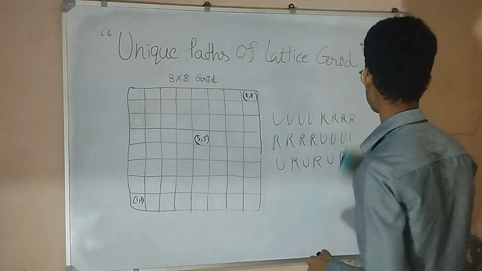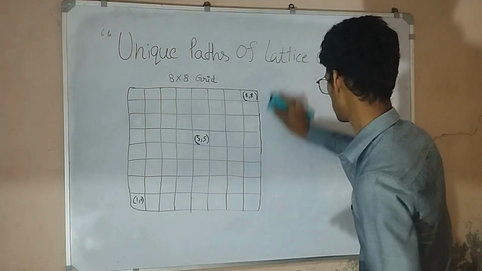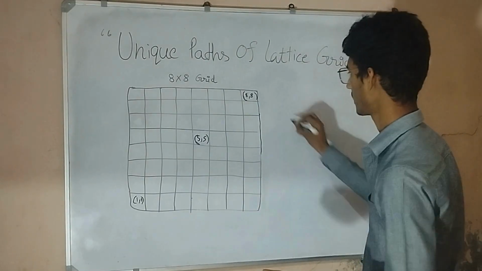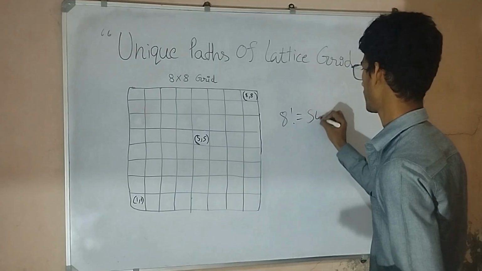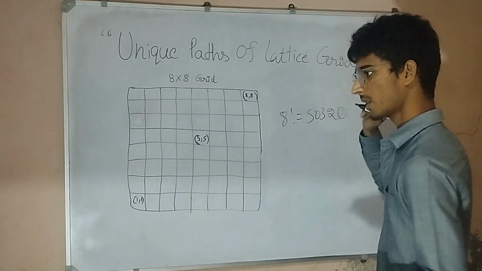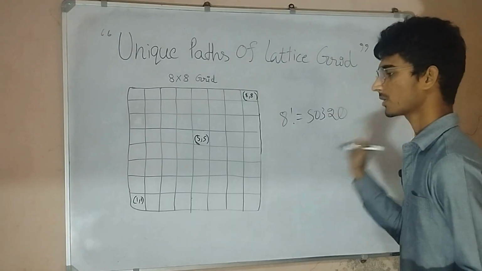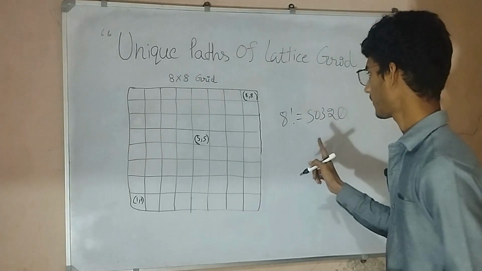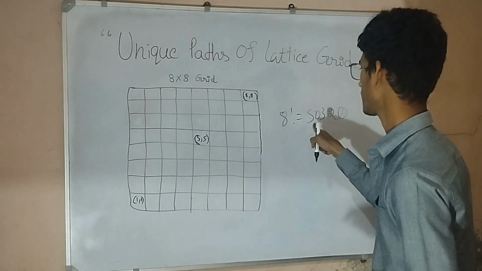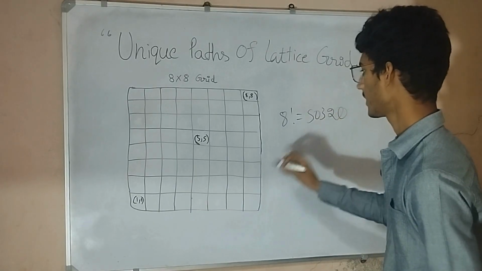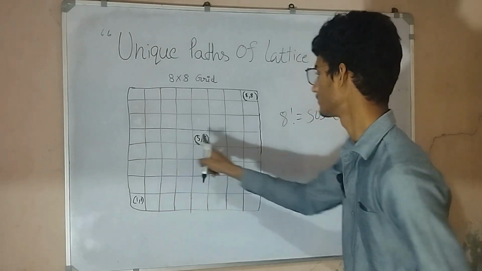And how do we do that? You got the answer, right? 8 factorial, 40,320. These are paths, but this is not the answer. Why? Because some of them are not unique.